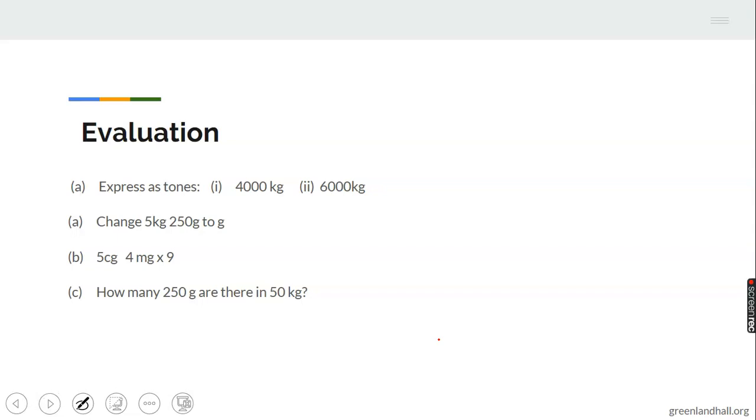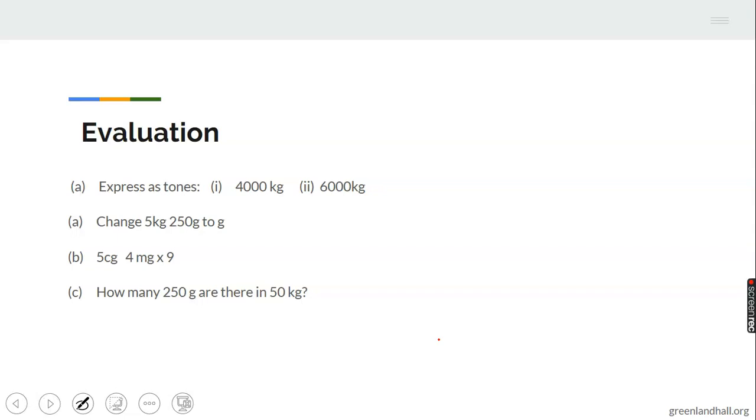Now, change 5 kg 200 grams to grams. I told you that when you're getting your kg, you can convert your 5 kg to grams. How do you do it? You times by 1,000. Whatever you get added to the 200, you get your grams. Good. Now let's multiply 5 cg 4 mg times 9. Quickly work it out. Okay, let me see.